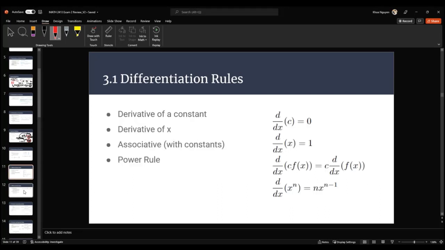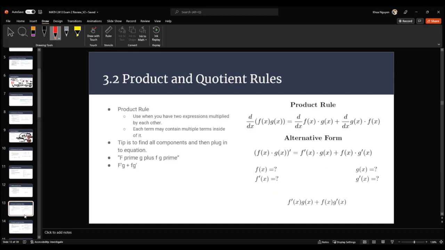But after you know your differentiation rules, you can do product and quotient rules. So this is where everything just slowly adds up from each other. With the product rule, if you multiply two things, it's not as simple as taking each derivative individually. You have to use this formula where you take one derivative and then multiply by the other function, and then take the derivative of the other function and multiply by the first function.